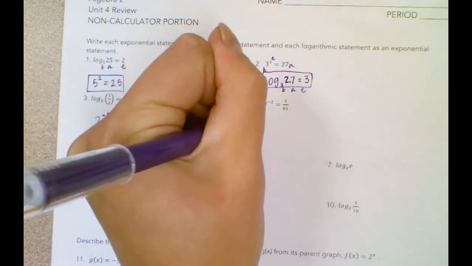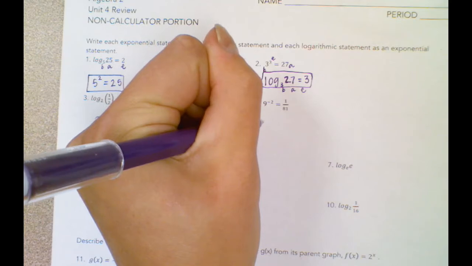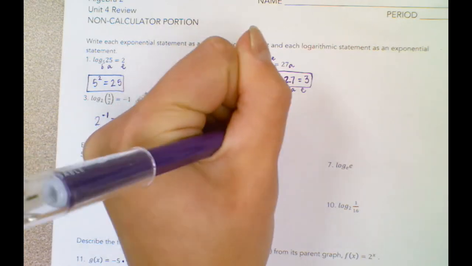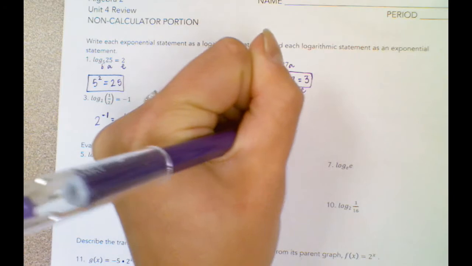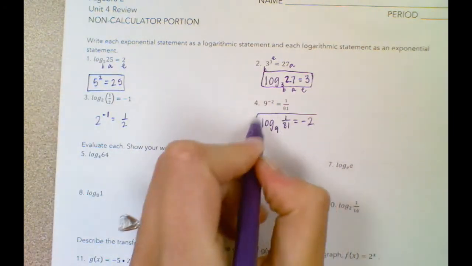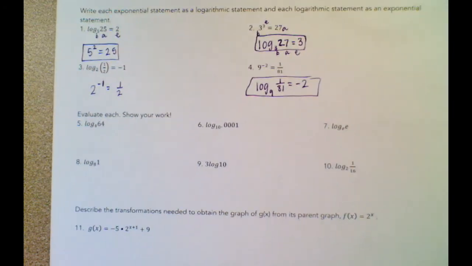And then over here, we're given an exponential statement, so we need to write it as a logarithmic statement. So this would be log base 9 of 1/81 equals -2. 9 to the negative second is 1/81. Okay, good. All right, evaluate each, show your work.